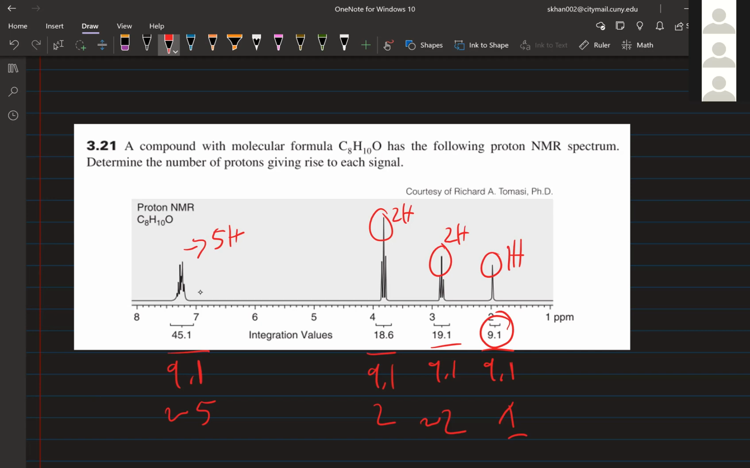Is it always relative to the lowest integration value when we're trying to find the number of hydrogens? Yeah. So if you're given the full integration values, like in this example, you always divide by the lowest, right? Because the lowest one you could represent as 1. So actually, let me do an example where you might get something a little different.